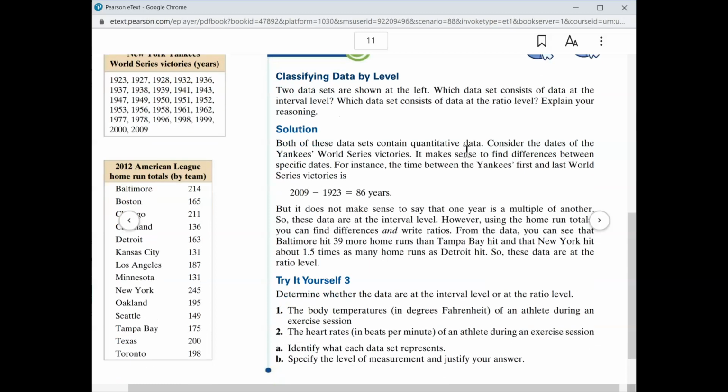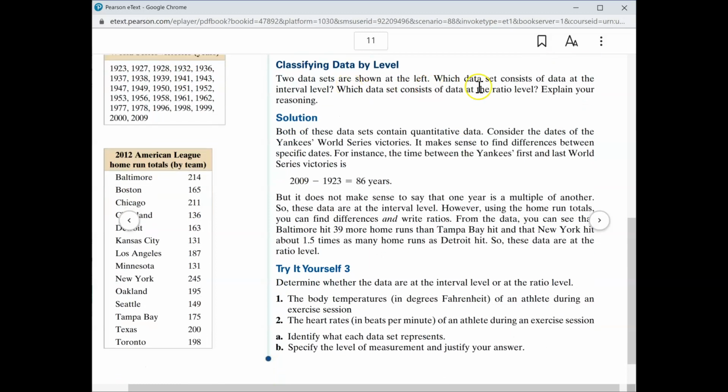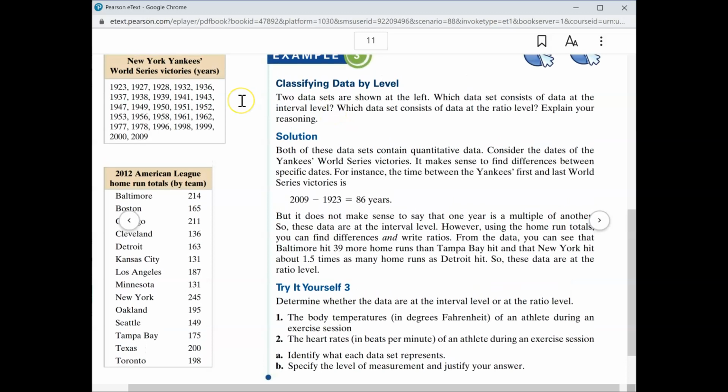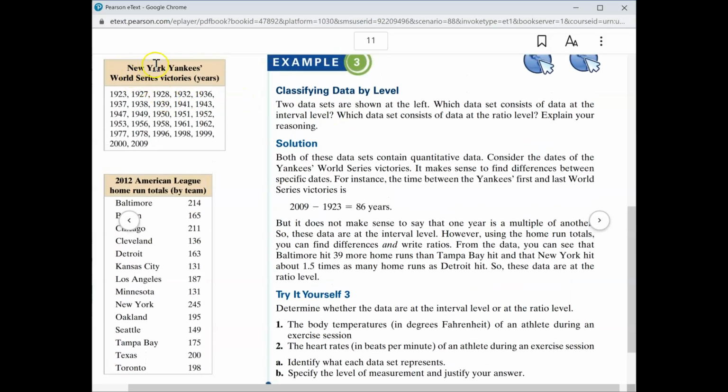All right, let's look at this example. Two data sets are shown at the left. Which data set consists of data at the interval level and which one is at the ratio level? Here are the New York Yankees World Series victories, the year that it happened. Here are the number of home runs by different teams. One of these is the interval level and the other is the ratio level. Can you determine which one?